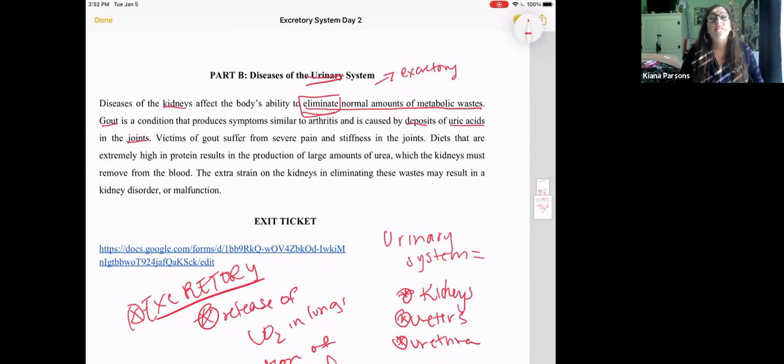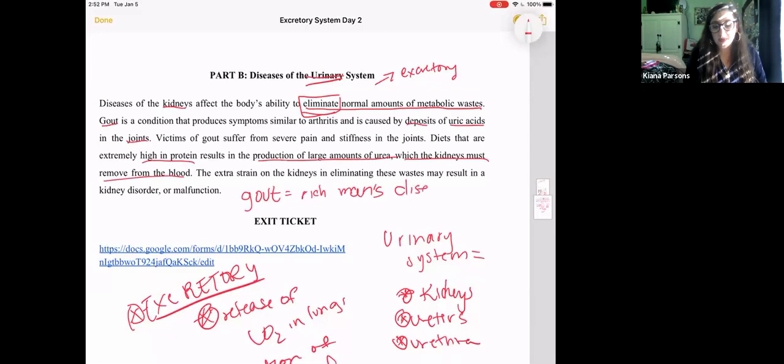So victims of gout suffer from severe pain and stiffness in the joints. Diets that are extremely high in protein result in the production of large amounts of urea, which the kidneys must remove from the blood. The extra strain on the kidneys in eliminating these wastes may result in a kidney disorder or malfunction. So they used to call gout the rich man's disease. Because it's really common in people that eat a lot of lobster, steak, beef, and nothing else. Because what happens is your body absorbs these things, their protein, your body thinks that it's good for you, but it absorbs too much, right? So it's in the blood at this point.